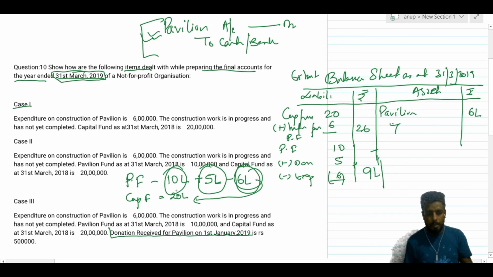Let me summarize the whole thing again. You had a pavilion fund of 10 lakh, received a donation of 5 lakh, and there was an expenditure of 6 lakh. So therefore your pavilion fund became 9 lakh, which is shown here. Your 9 lakh pavilion fund is shown here. And the capital fund being 20 lakh, there was a 6 lakh fund which was transferred to capital fund, and then the capital fund has become 26 lakh here.